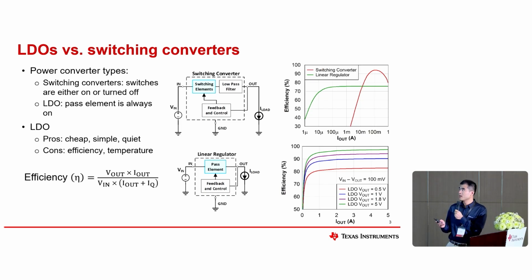So the LDO has a light load efficiency benefit. On the right corner here, it shows different output voltages. The green is an output voltage of 5 volts, and the red is 0.5. That means as the output voltage increases, if the input voltage is fixed, the efficiency will be higher. From this equation, it's easy to understand.